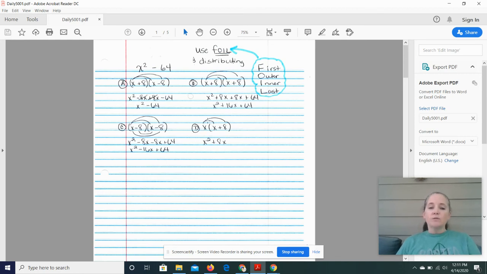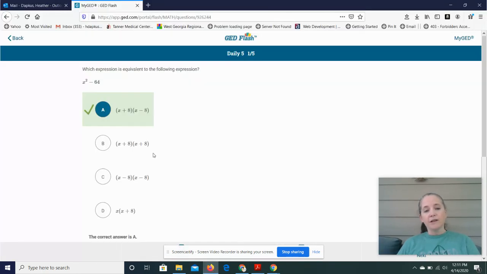Okay, on this last one, we are just getting rid of parentheses. We're just distributing this x to both of these to get rid of the parentheses. So x times x squared, x times 8 plus 8x. So what we knew all along from the beginning, A is the correct answer. So I'm going to go back over here. I did A, it was right.